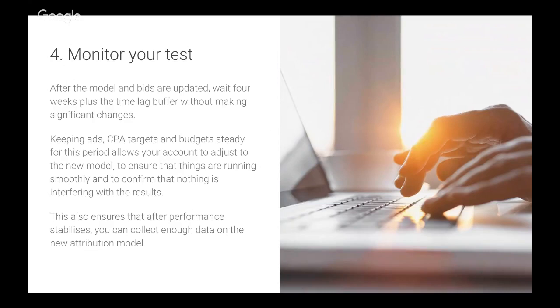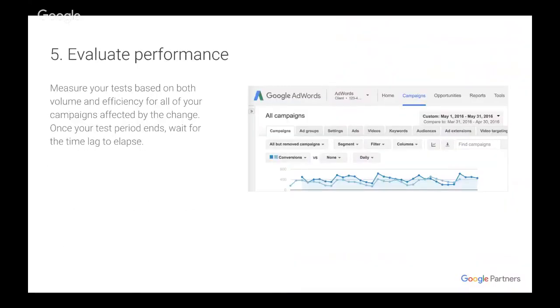Fourth, monitor your tests. You're going to be updating your model, your bids, that's great. And remember to wait 4 weeks plus the time lag buffer we just mentioned without making any changes. This is also ensuring that after the performance is stable, you can collect enough data to work with that new attribution model. And the 5th step was evaluating performance. Measure your tests based on both volume and efficiency of all your campaigns affected by this change. Once your test period ends, wait for the time lag to elapse.